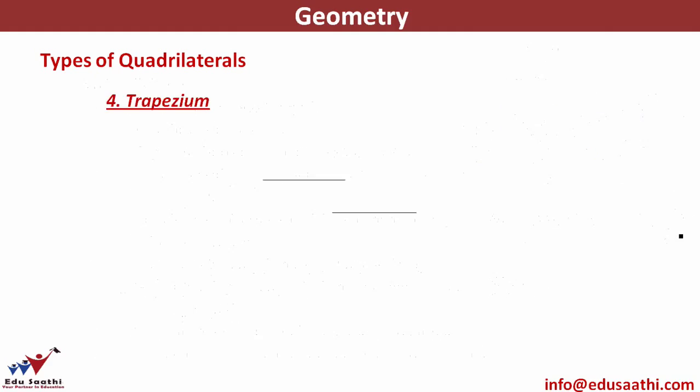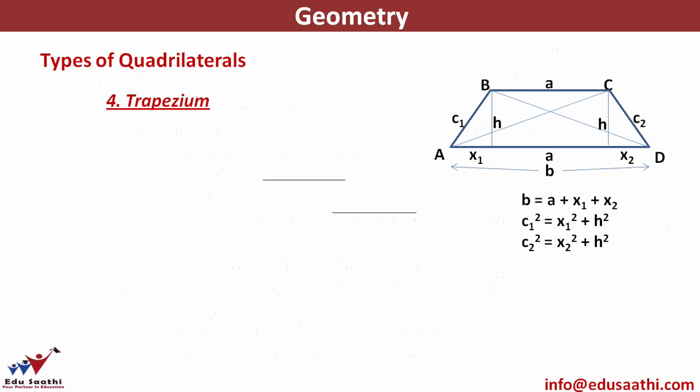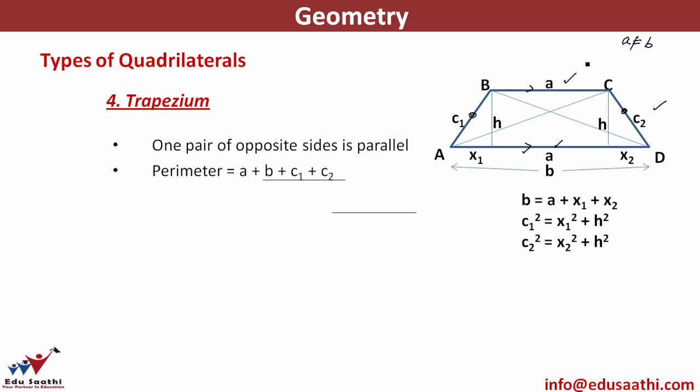Let's look at the fourth type of quadrilateral, which is trapezium. Trapezium is a figure which looks like this. So you have one pair of opposite sides which are parallel, the other pair of opposite sides which are non-parallel. The pair of sides which is parallel is not equal in length. So here the length is A, on the other side which is AD the length is coming out to be B. One pair of opposite sides is parallel.